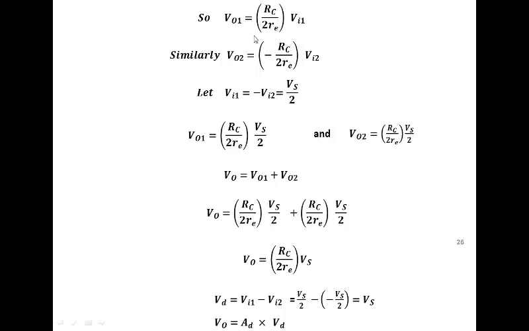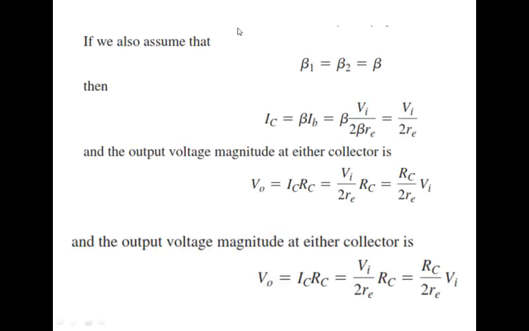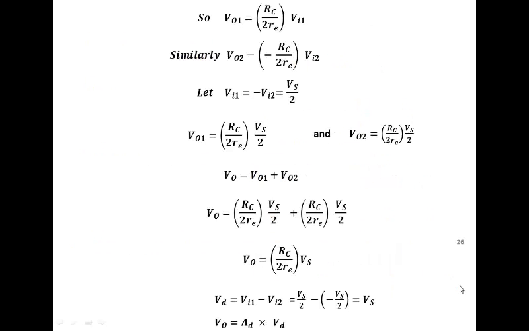Next, this is the output voltage due to V in 1 only. Similarly, we can compute the output voltage due to V in 2, and that is called V out 2. Then let V in 1 equal V in 2 equal Vs by 2.